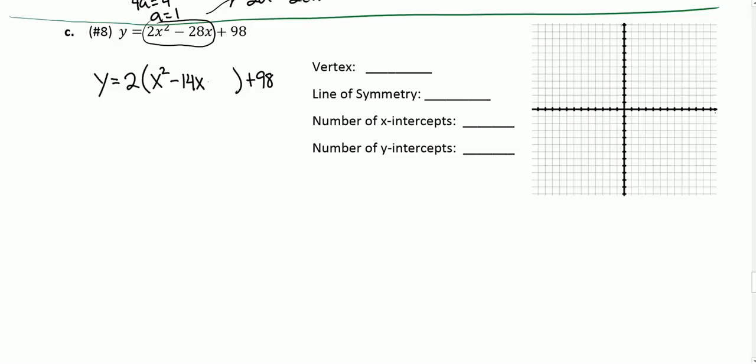When completing the square, we take the -14, cut it in half, and square, which is -7 squared, which is positive 49. So we want to add 49 inside the parentheses. But 2 times 49 is 98. So by putting a plus 49 there, we're adding 98 that wasn't there. So we need to compensate by subtracting 98.